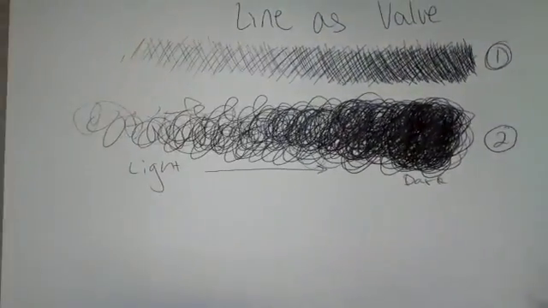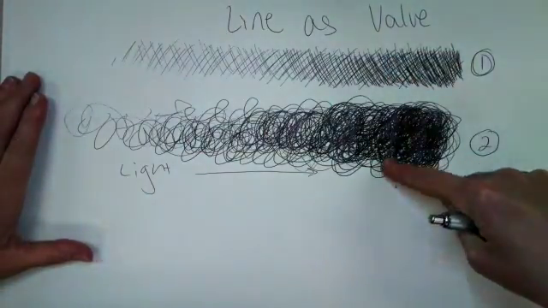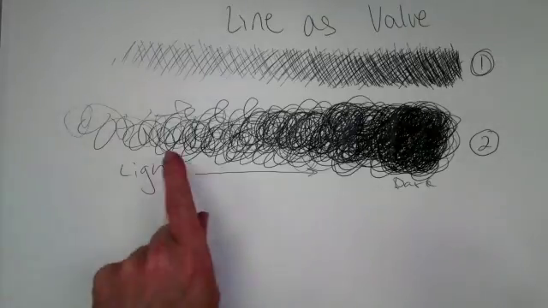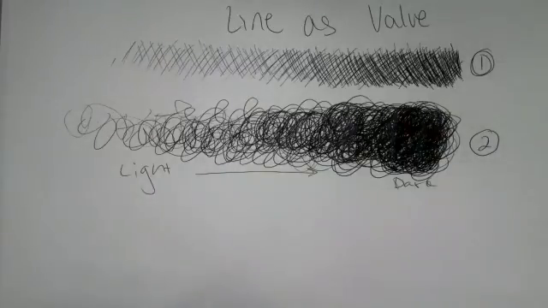All right, students, this is video number 2. So we have already done our line as value. You should have 2 examples proving that you get it. You're using a pen and you're showing me that you can demonstrate with your pen how to have a gradation on your value scale using line. Okay, it's fine, it's okay.